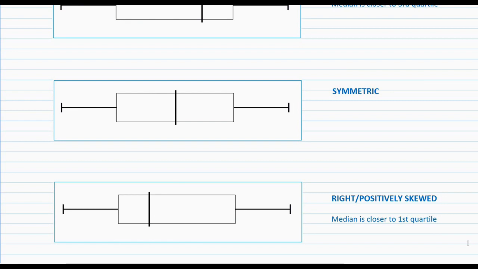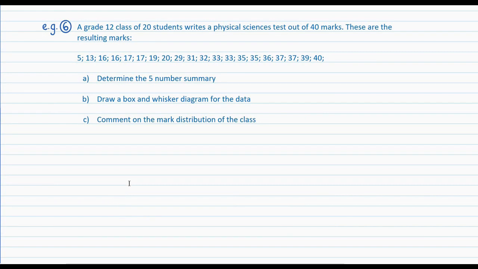And that covers all the important topics that you need to revise prior to starting the new material. And I'll end the revision section with a final example tying it all together. So the question says, a grade 12 class of 20 students writes a physical sciences test that is out of 40 marks. And these are the marks that the 20 students achieved. Then the first part of the question asks us to determine the 5-number summary. So pause and try it out by yourself first, then I'll just post the answer.